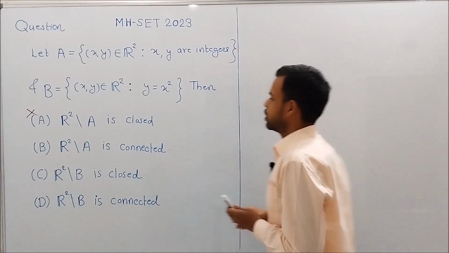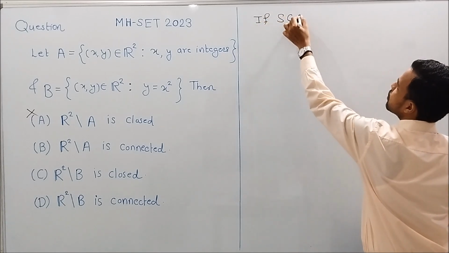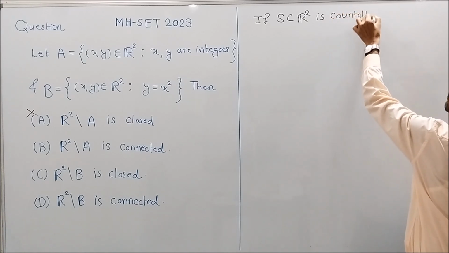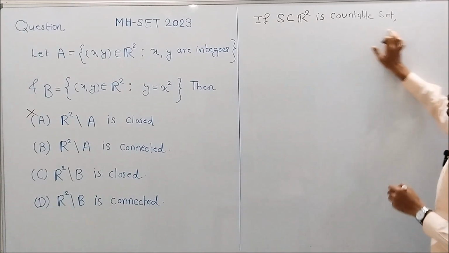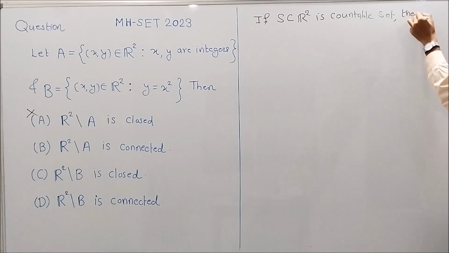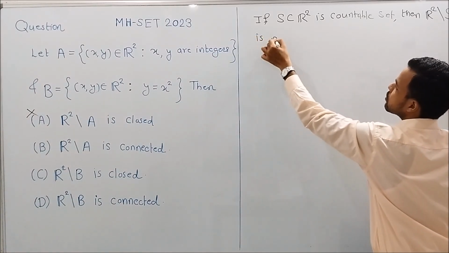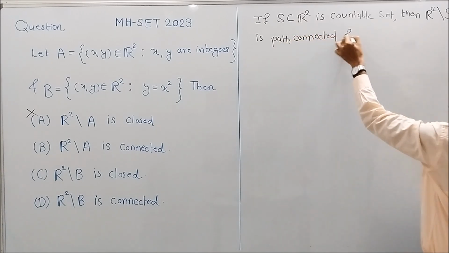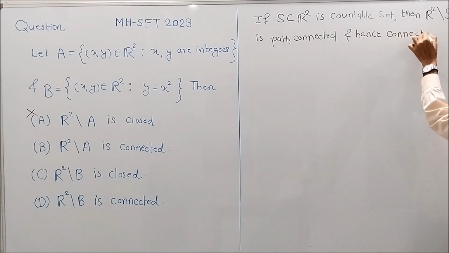To see it, we note the result that if S, a subset of R2, is a countable set, then R2 minus S, that is the complement of S in R2, is path connected, okay, and hence connected, okay.